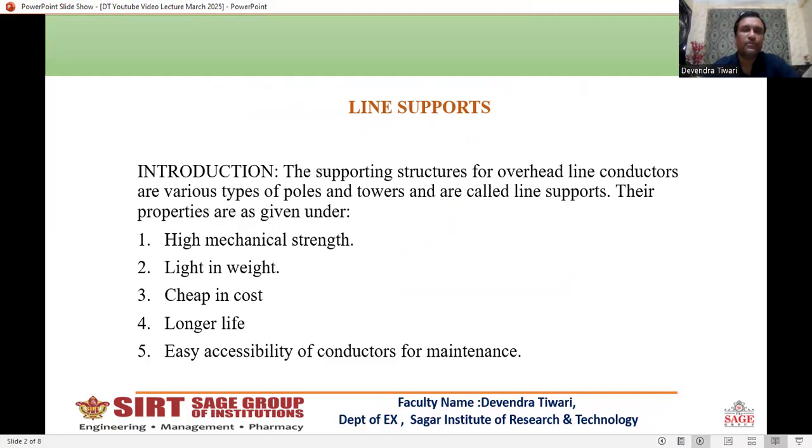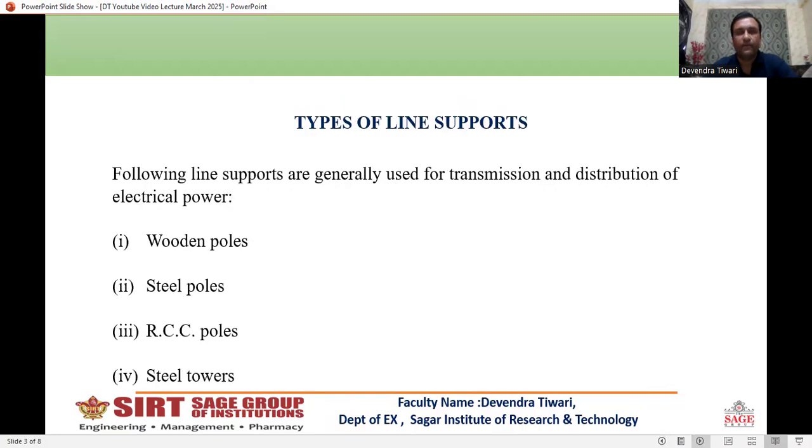Line supports are the supporting structures for overhead line conductors, and they are various types of poles and towers. Their properties are as given: higher mechanical strength, light in weight, cheap in cost, longer life, and easy accessibility of conductors for maintenance. They are classified into four types: wooden poles, steel poles, RCC poles, and steel towers, generally used for transmission and distribution of electrical power.